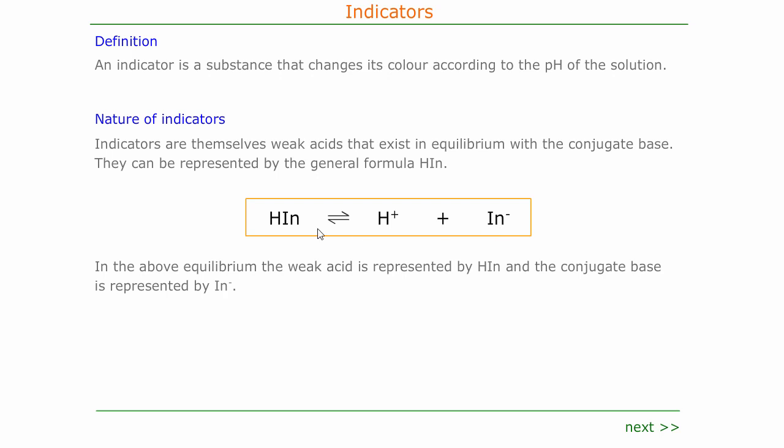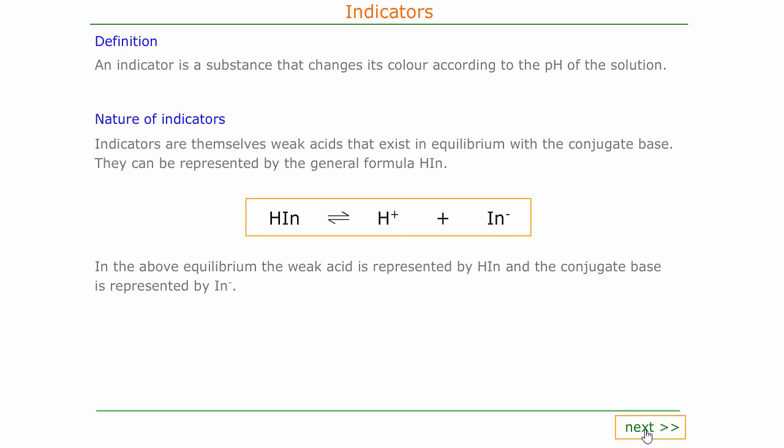Now the whole idea is that the indicator, HIn, is a different colour to the In minus ions. So according to equilibrium law, if we increase the hydrogen ion concentration, we push the equilibrium to the left-hand side. If we decrease the hydrogen ion concentration, we push the equilibrium to the right-hand side.